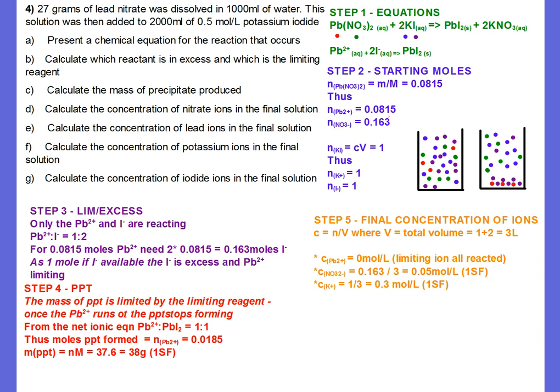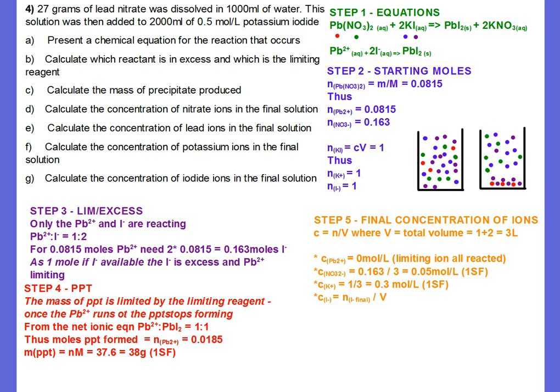Next thing, the nitrate ions and potassium ions. We started off with 0.163 moles of nitrate ions. We started off with 1 mole of potassium ions. As we said before, their number of moles doesn't change. It stays the same because none of them have actually reacted. So therefore, all we've got to do is take those number of moles, divide by 3, which is the volume, and get our 2 concentrations there for our nitrate and our potassium ions.